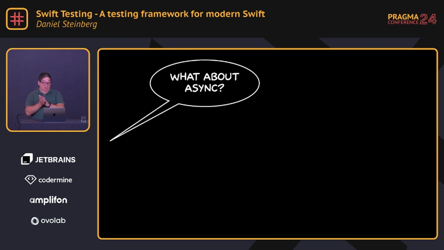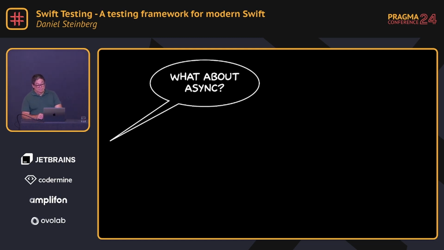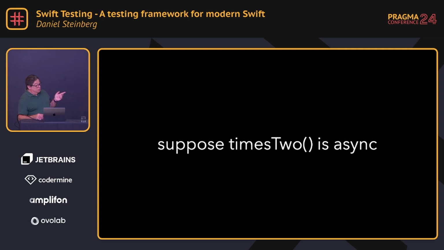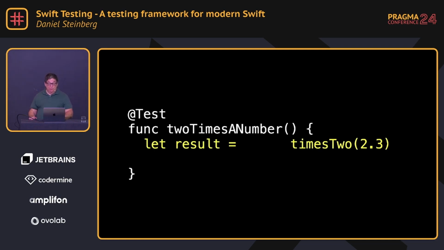So what about async? The law says we have to wait for it to return. So I have this method called times2. Suppose it is async, and I want to test it. To test an asynchronous method, I have this test method called 2 times a number. I let my result be times2 of 2.3. It is async, but let's forget about that for a second. I'm going to expect the result is 17.